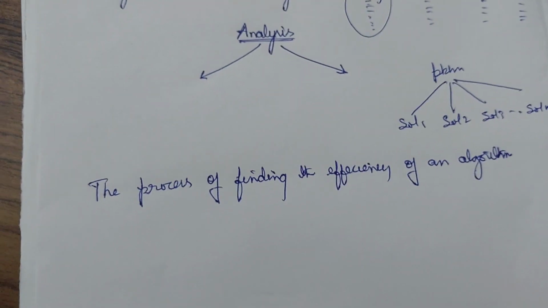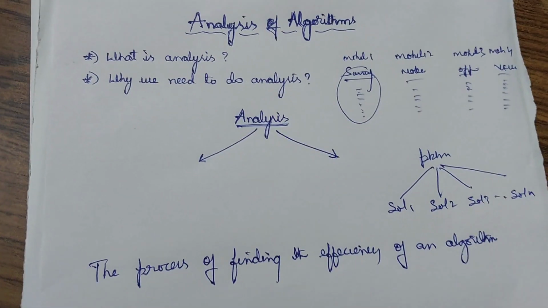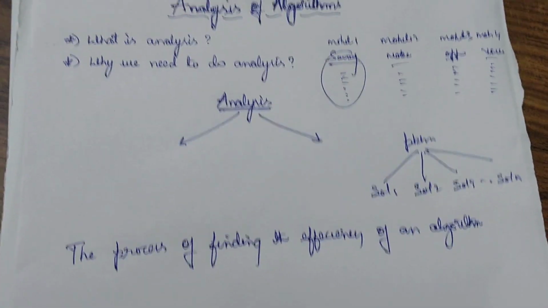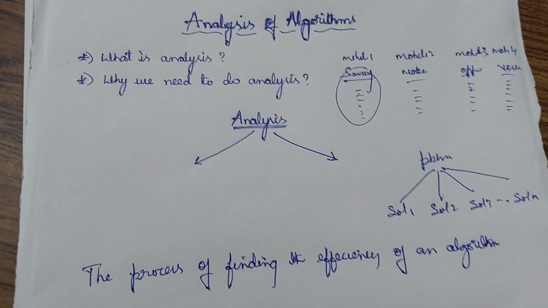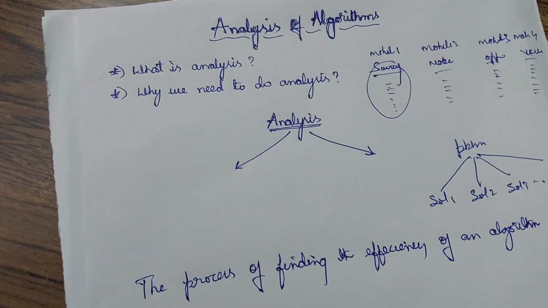To know its efficiency, to know when it is best, when to use it, and in which situation we have to use it, and in which situation it is not the best. That also we should know. For that purpose we are doing analysis. Now the next question is, how to do the analysis of an algorithm?